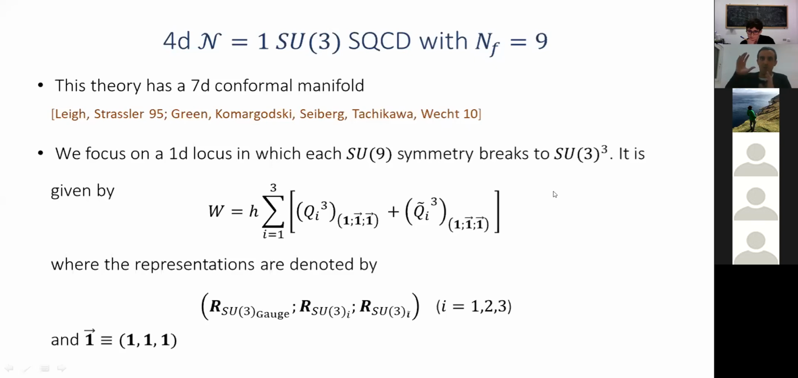So on this line, we have 9 quarks, and the SU(9) global symmetry is broken to 3 copies of SU(3). If we have one quark in the fundamental of SU(9), we break it to 3 quarks in the fundamental of 3 different SU(3)s, and the same for the Q tildes, which are the anti-quarks. Then we have this superpotential, an exactly marginal operator with parameter h, and we consider this 1-dimensional locus inside the 7-dimensional conformal manifold. These are the representations under the SU(3) gauge symmetry. Here we have 3 SU(3)_I symmetries, and here 3 SU(3)_I tilde symmetries acting on the Q tildes. And by a vector of singlets, I mean just a bunch of 3 singlets.